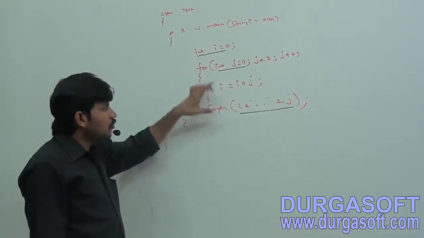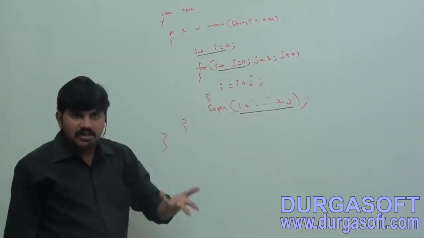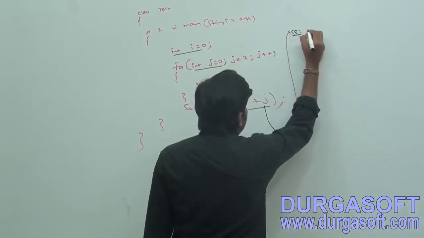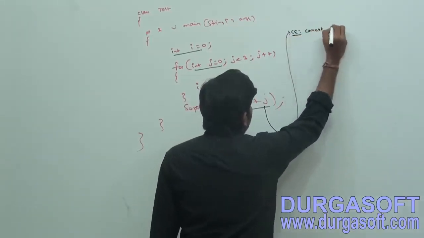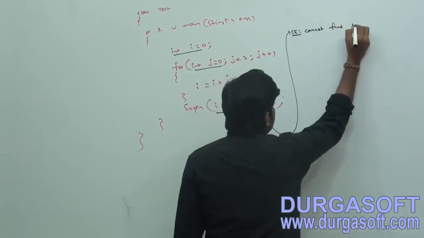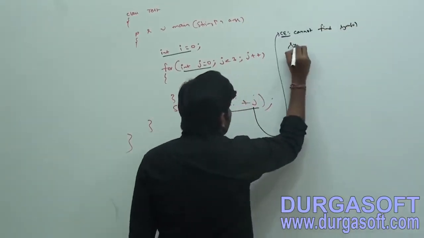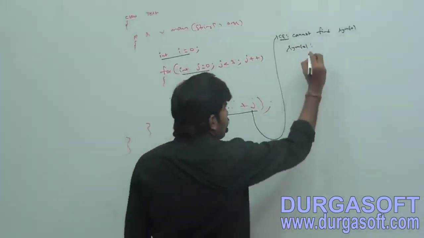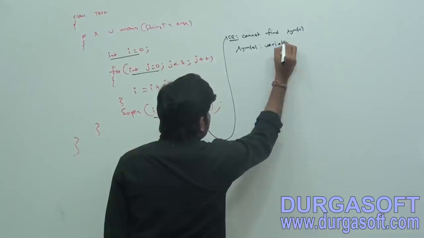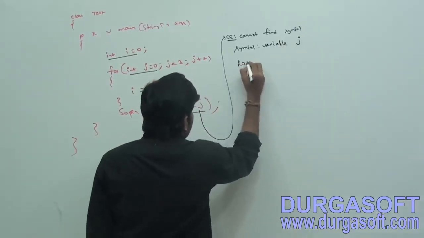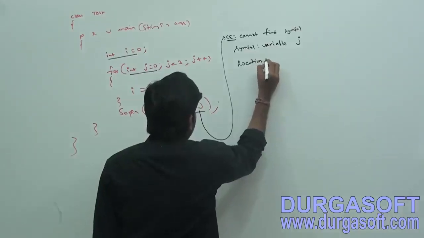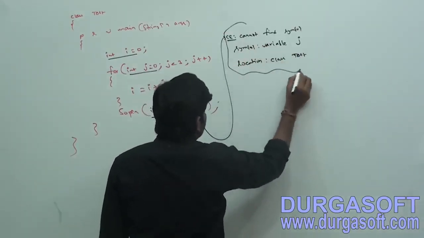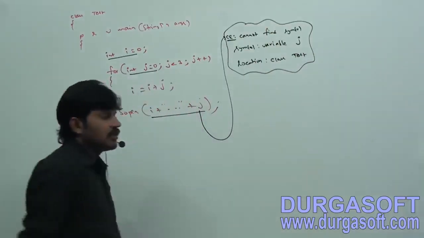That's why, sir, outside you are accessing j. What is j or where is the j? Immediately compile time error saying cannot find the symbol. Cannot find symbol. Which symbol? Variable j. In which location? Class test. Like this I'm going to get.